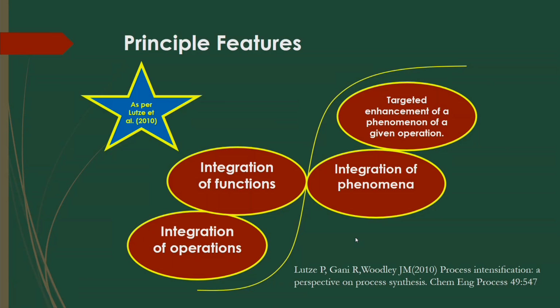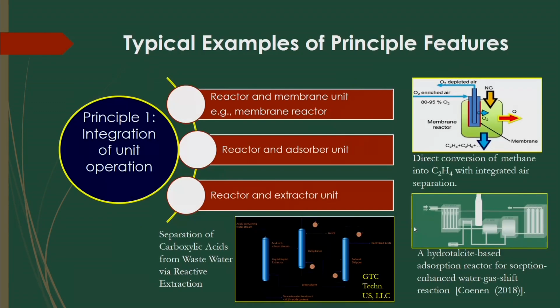You cannot use arbitrary materials to give that particular output. So, you have to wisely select those materials when you are going to get your targeted product. You have to consider those materials wisely for that process intensification. These are the features given by Lutz et al. 2010. These are also very important features that you have to keep in mind for process intensification.